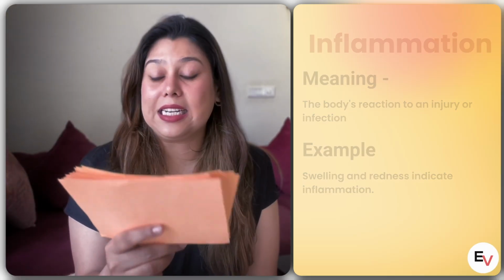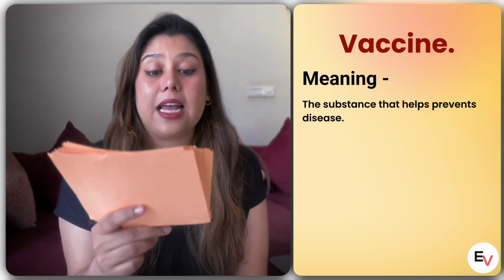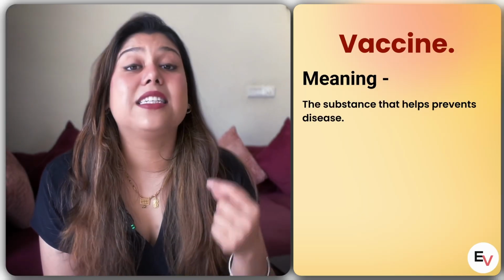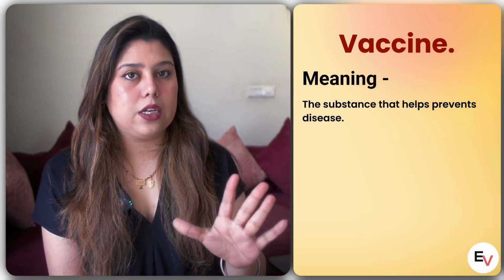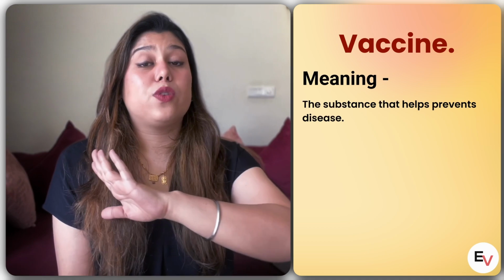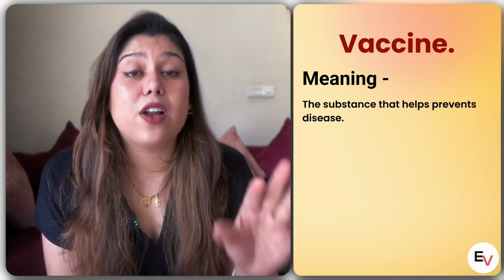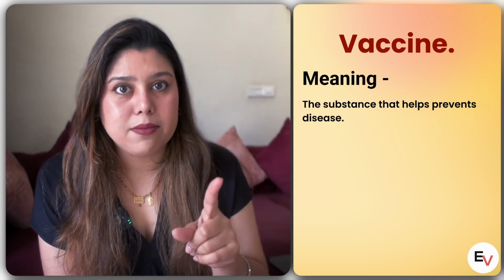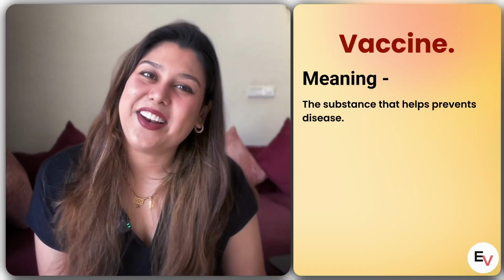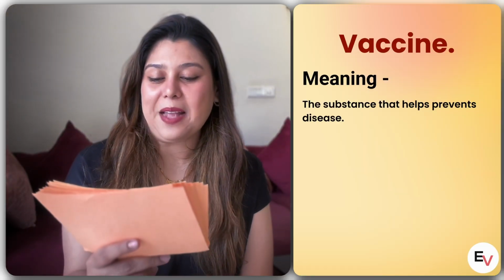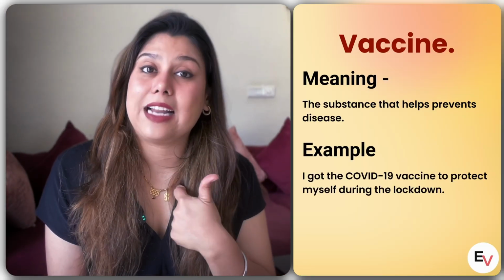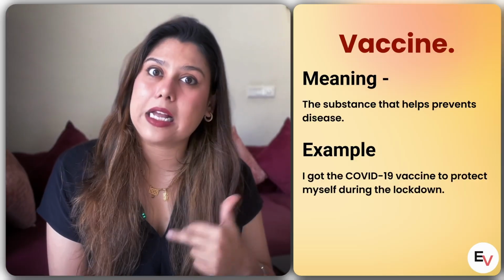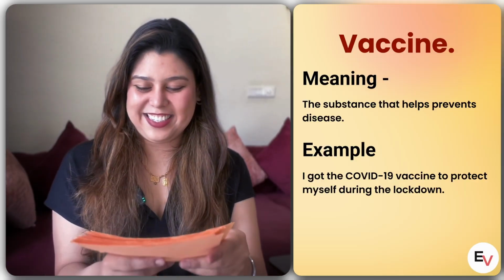Your 10th word is vaccine. Repeat after me. Vaccine. Vaccine means the substance that helps prevent disease. For instance, during the COVID lockdown, it was recommended for everyone to get vaccinated. Remember? That is vaccine. Now let's frame a sentence with this word. I got the COVID-19 vaccine to protect myself during the lockdown.